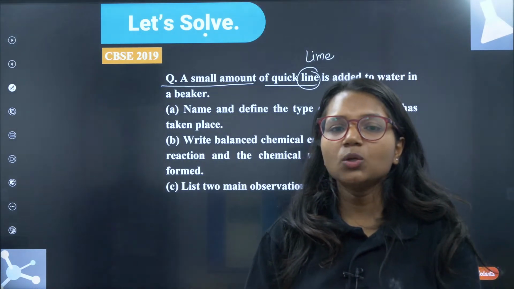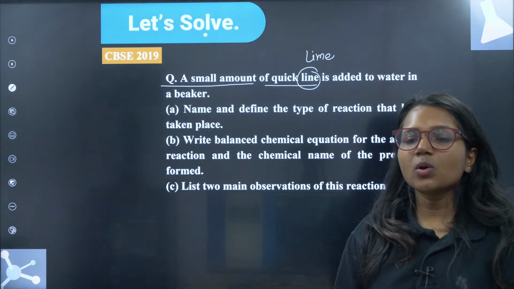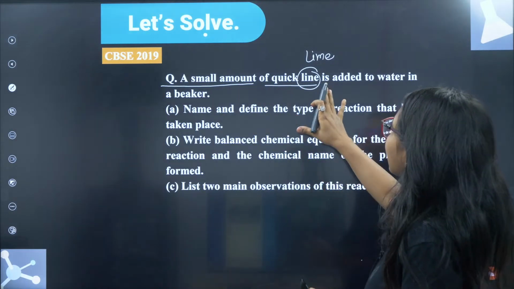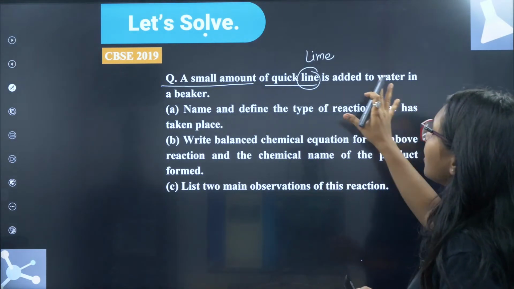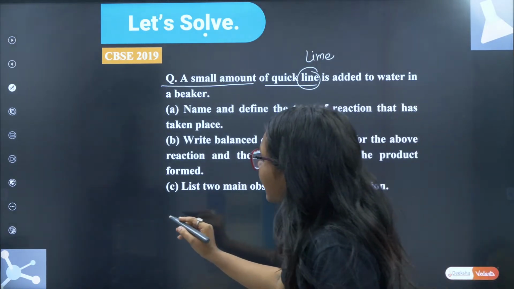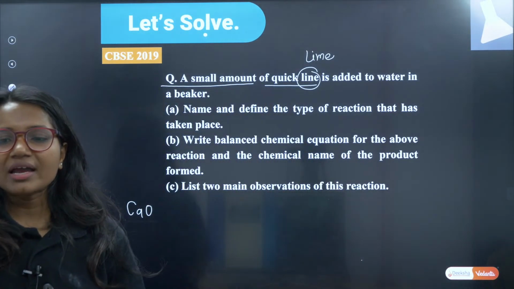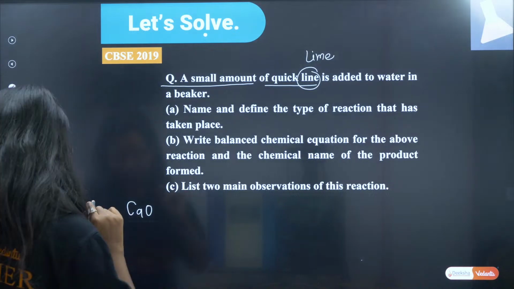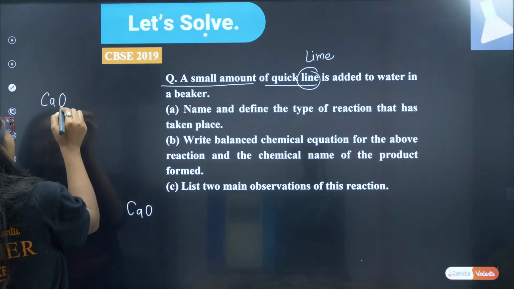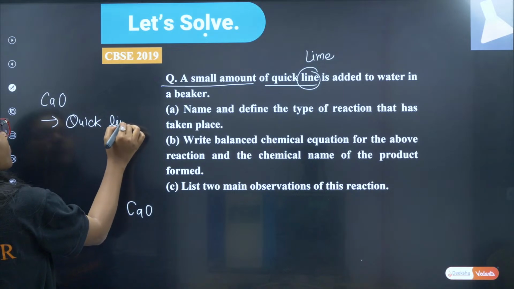Yes, Crimson. Can you tell me what is the formula for quick lime? My dear students, what is the chemical formula for quick lime? A small amount of quick lime is added to water in a beaker. What is quick lime? Calcium oxide. Very good. Guys, calcium oxide is quick lime.